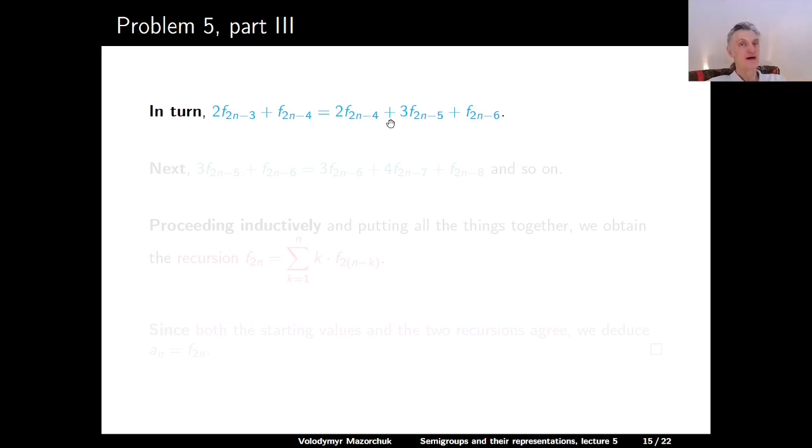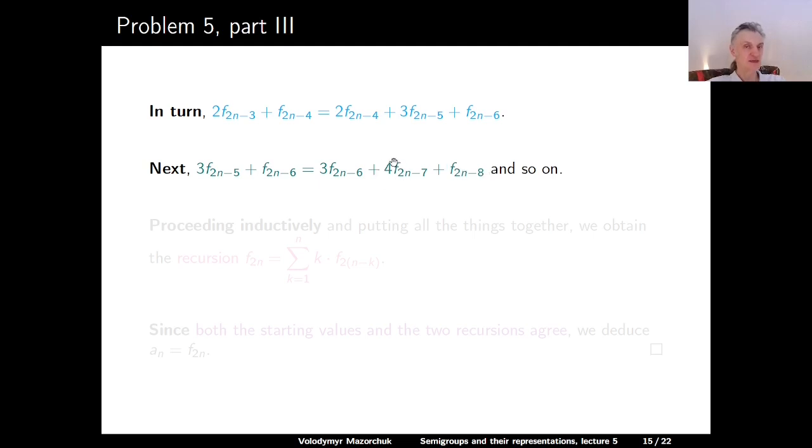2F_{2n-4} plus 2F_{2n-5}, and this as F_{2n-5} plus F_{2n-6}. So we get the coefficient 3 at F_{2n-5}, and we have F_{2n-6}. So now we have what we need, 2 times F_{2n-4}, and the new term 3F_{2n-5} plus F_{2n-6}. We rewrite it again, and we get 3 times F_{2n-6} plus 4F_{2n-7} plus F_{2n-8}.